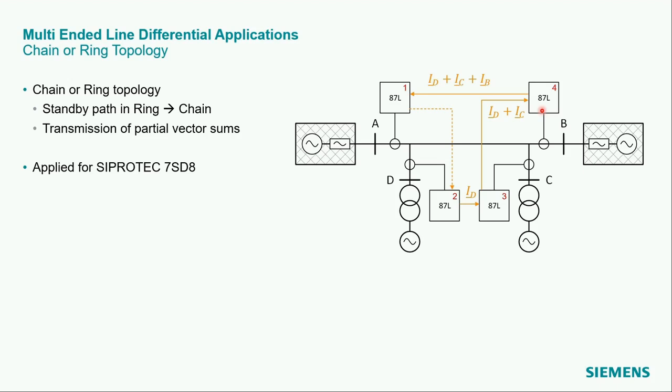The same applies also for the opposite direction, where the relay 1 sends to 4, 4 to 3, 3 to 2. That means the relays in the middle are the first relays which are able to calculate the differential current because they get it from both sides. This principle is used in the SIPROTEC 4 and SIPROTEC 5 series.